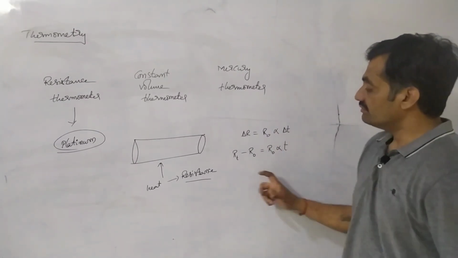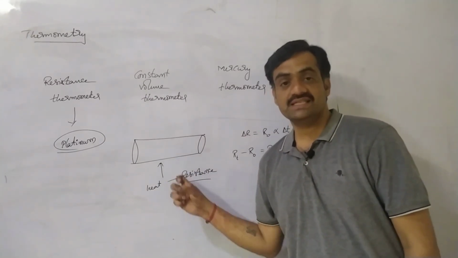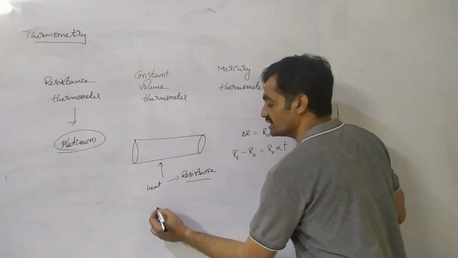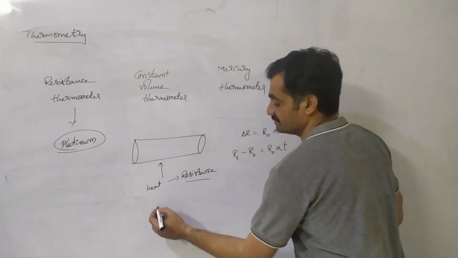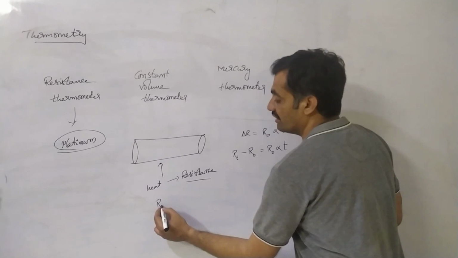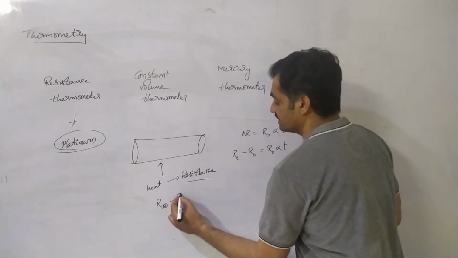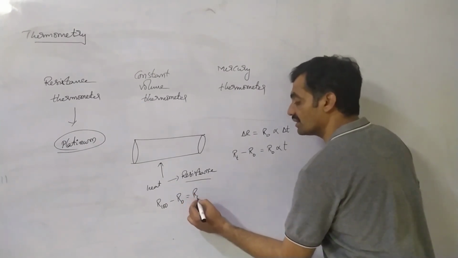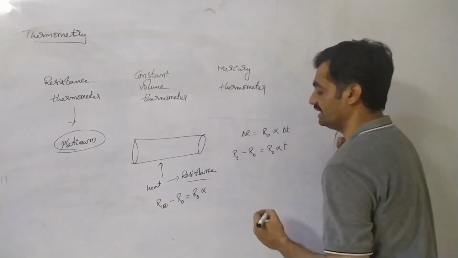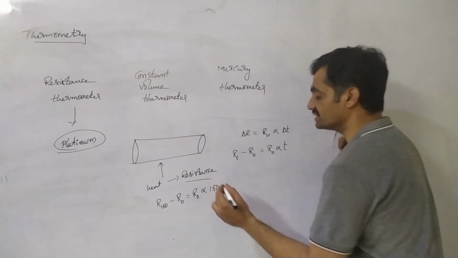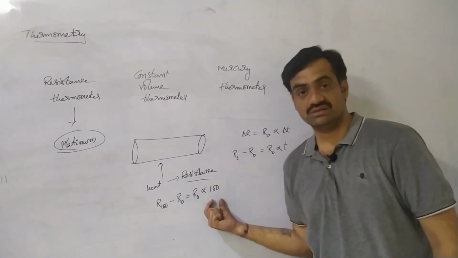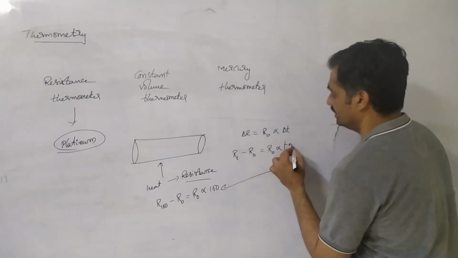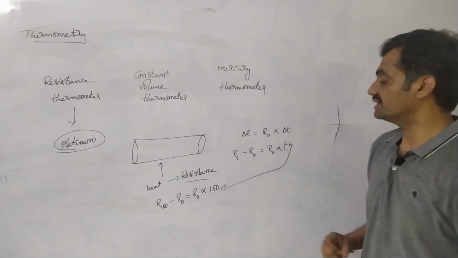Now, when we consider the same platinum resistance thermometer based on ice point and steam point, the expression can be represented as R of 100 minus R naught equals R naught into alpha into 100. Why? Because the change in the temperature is 100 minus 0, nothing but 100. So when we divide both these equations, we can represent the expression for temperature.